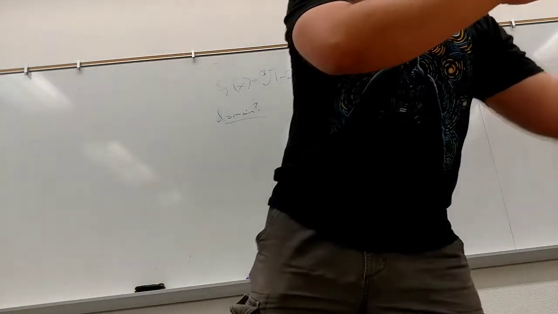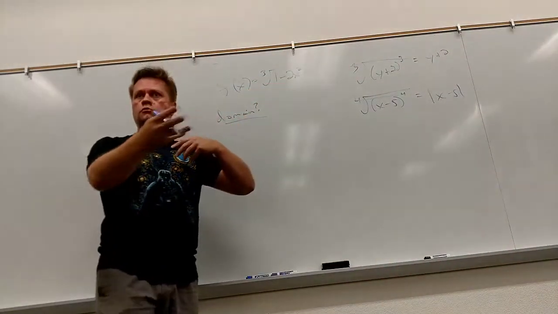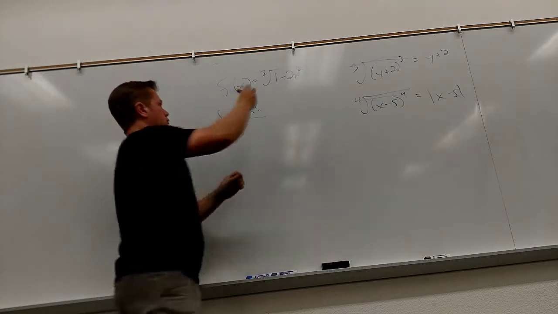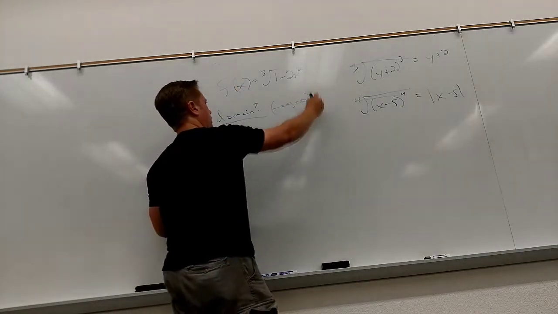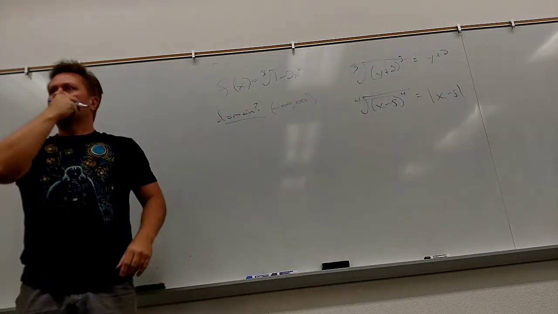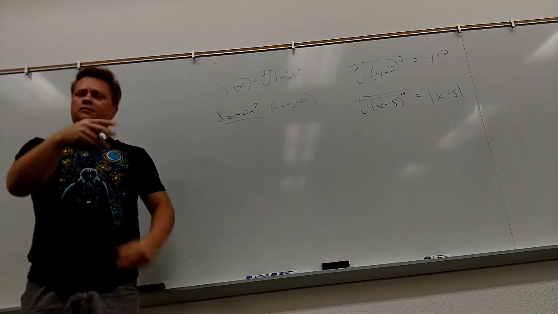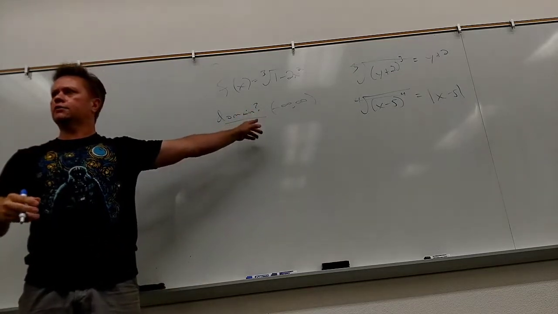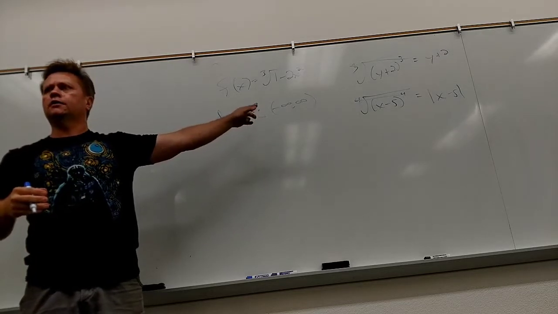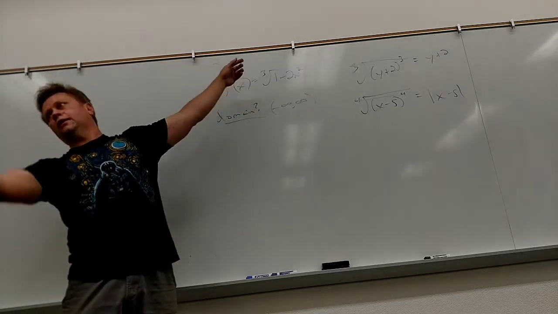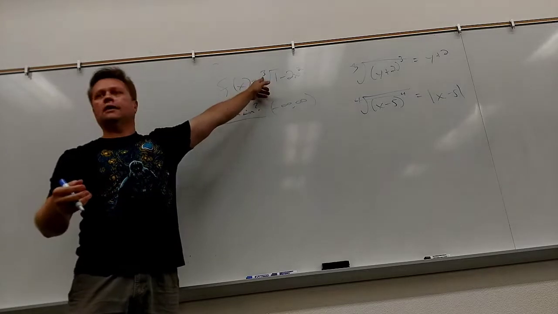All the x values? All real numbers, right? So the domain would be negative infinity to infinity. Why? Why is that true? Because it's a cube root. It's an odd root.